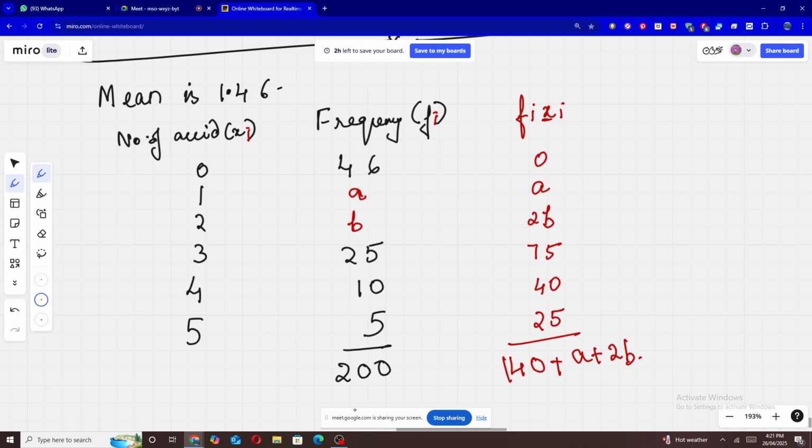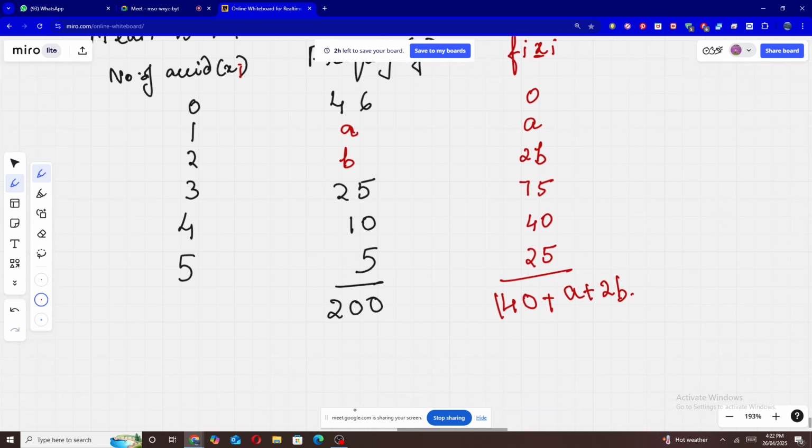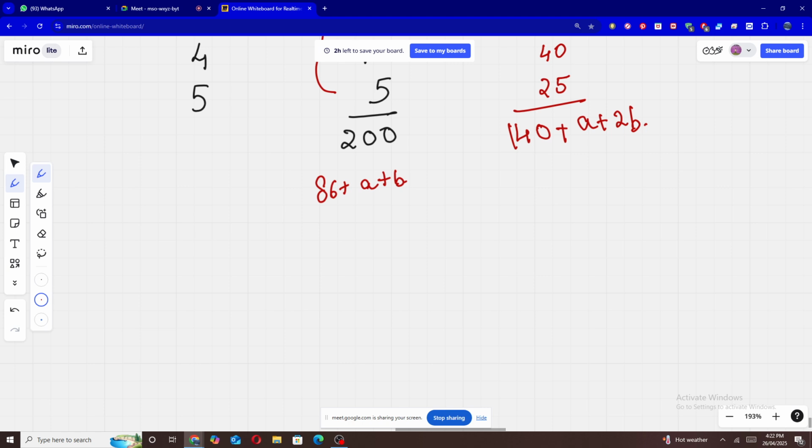Isn't it 200, a plus b? No. What is the sum of frequency? This one. What is the sum? It is 86. 86 plus a plus b, right? Yes. So using that, can I say 86 plus a plus b is equal to 200? So a plus b is equal to how much? That is your first equation.